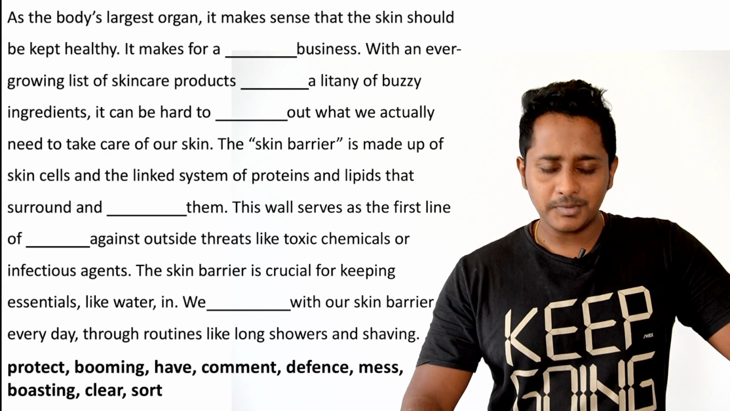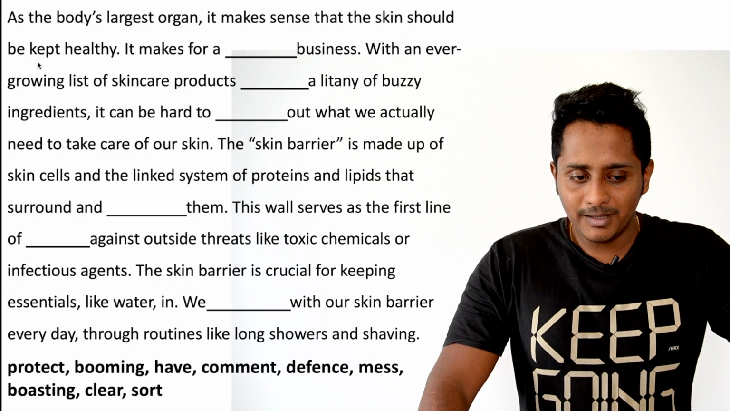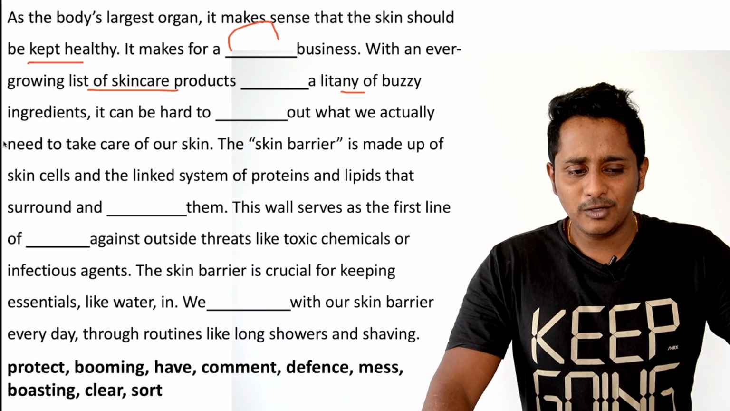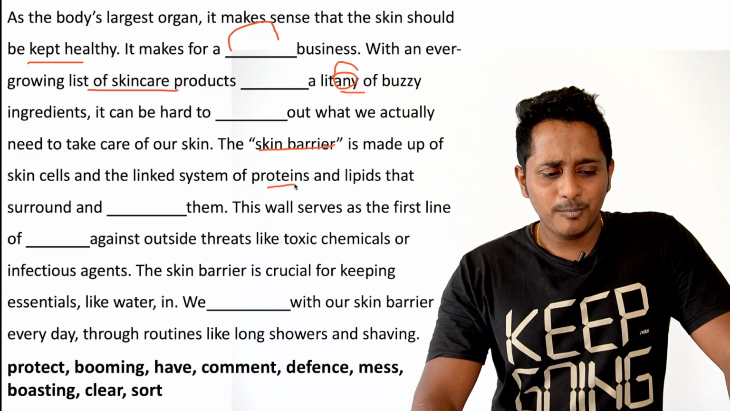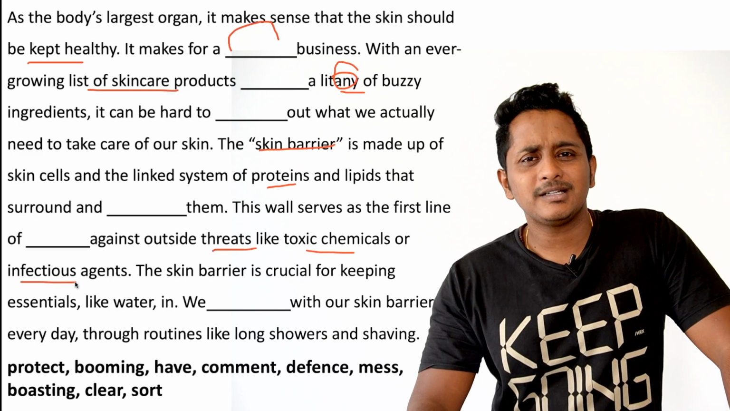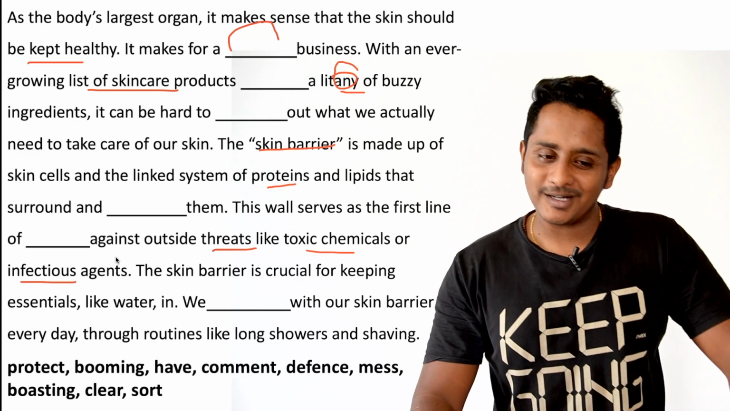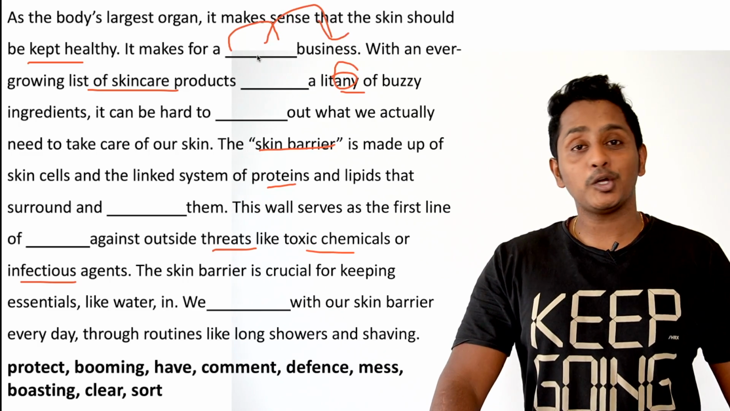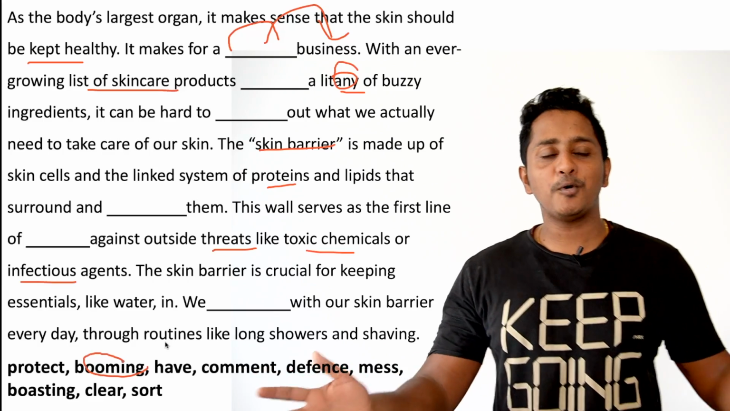So the idea is very simple. As the body's largest organ, it makes sense skin should be kept healthy. It makes for a dash business with an ever-growing list of, with a litany of buzzy. A lot of words I have no idea about here, Nakul. Skin barrier, protein, threats like toxic chemicals, infectious, a lot of difficult things are there. If you are struggling to understand, then try to apply grammar or collocations. Dash business, it makes for a good business.